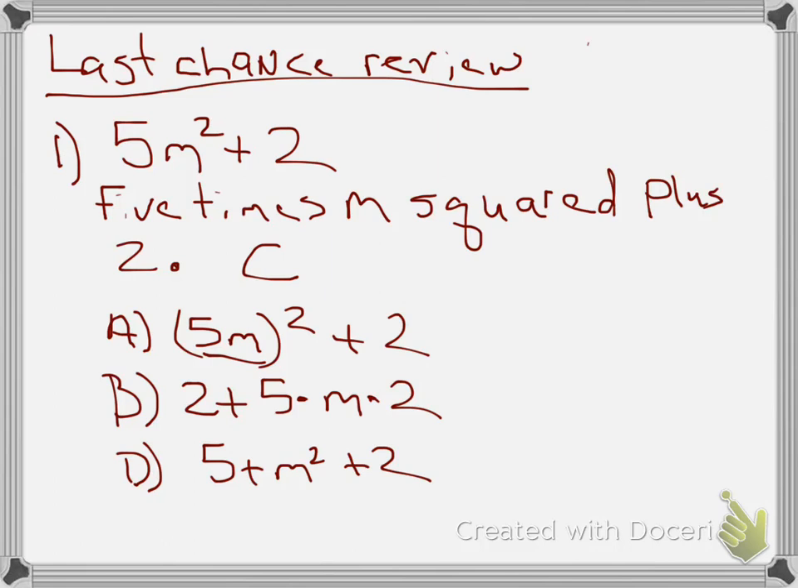B is like saying 2 more than the product of 5m and 2, so you have to say 2 plus 5 times m times 2. And D is like saying the sum of, so we're saying the sum of only those three things, so I add them all up. So that's the reason why the correct answer there is C. C is the closest one to saying 5 times m squared plus 2, because with the "more than," they like to switch things around.